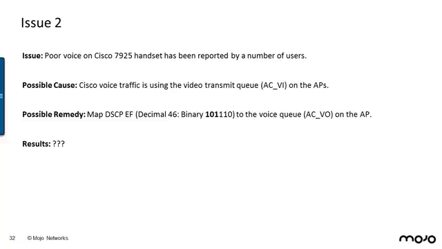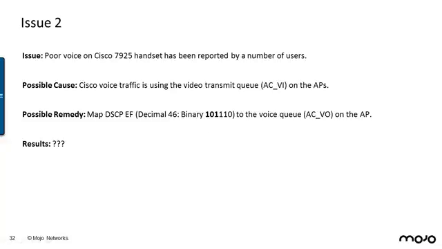The reason why it would use the video transmit queue, for those of you that have used these phones, and not just these phones, a lot of other phones, is that they tag the traffic as expedited forwarding at DiffServ code point expedited forwarding, which would be decimal 46. In binary, if you look at it here, we see that we have 101 110. And with WMM, most of you would know this, it doesn't look at the whole 6 bits. It just looks at the first 3 bits.